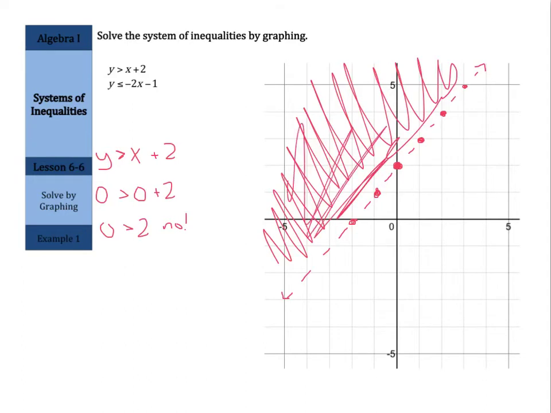What about our next inequality? y is less than or equal to negative 2x minus 1. Here we're going to have a y-intercept of negative 1 with a slope of negative 2. So down 2, right 1. Down 2, right 1. Of course, we could go up 2, left 1, up 2, left 1, up 2, left 1. And this one's going to be a solid line as we have the or equal to.